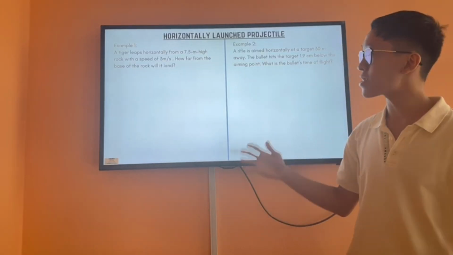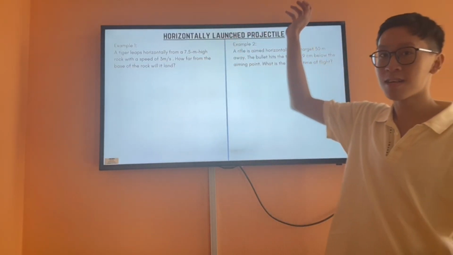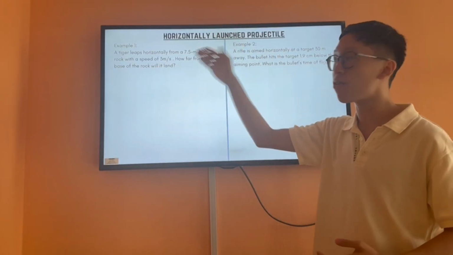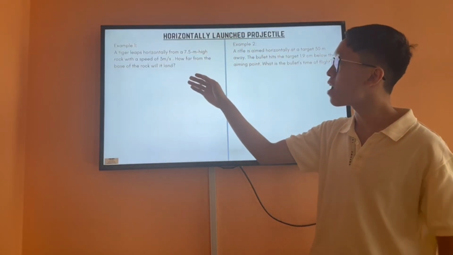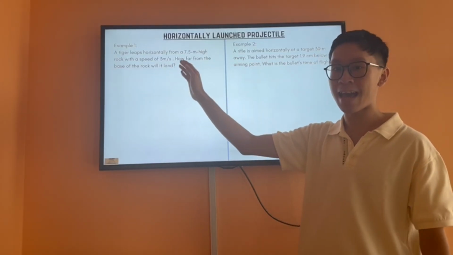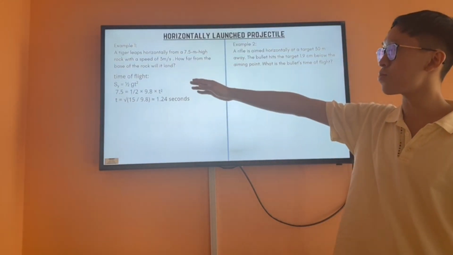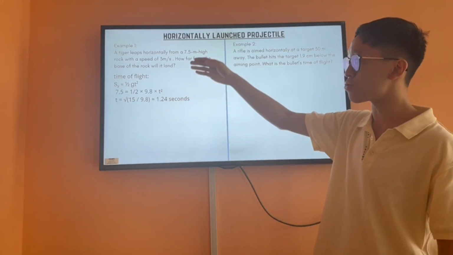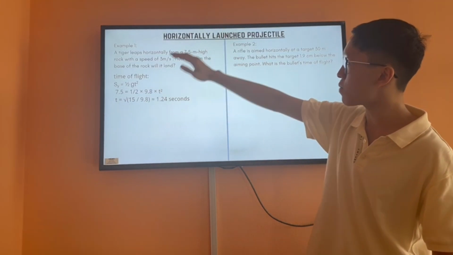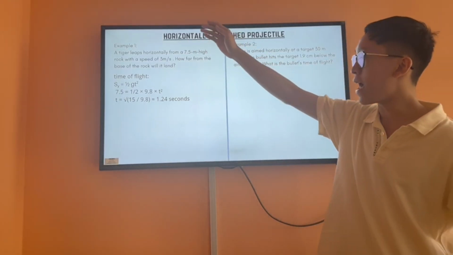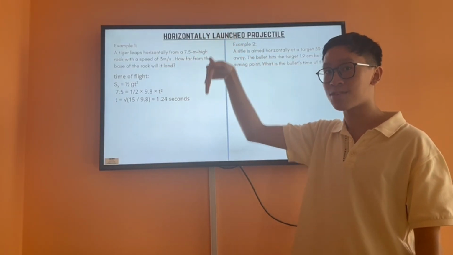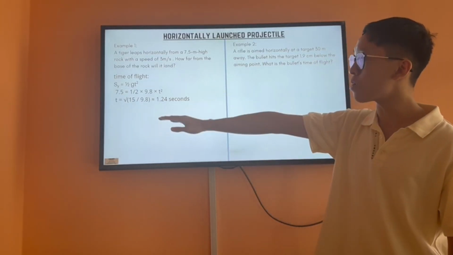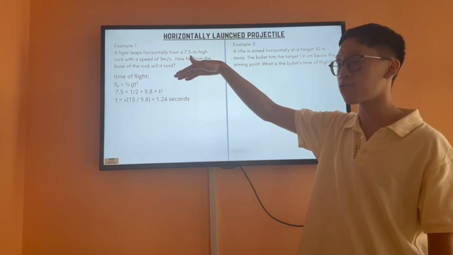Now we'll look at two questions for horizontally launched projectiles. The first one: a tiger leaps horizontally from a 7.5 meter high rock with a speed of 3 meters per second. How far from the base of the rock will it land? To calculate this, first we need its time of flight, using the formula s equals 1/2 g t squared. The s will be the displacement here, which is 7.5, and g, the gravitational acceleration, is about 9.8 meters per second squared. By using this formula, we get that t is equal to 1.24 seconds.